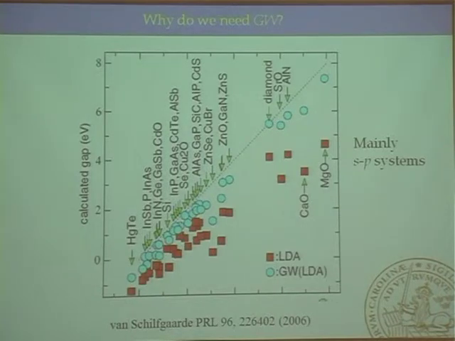Nothing. It's just separating the different materials. Here the experiment is supposed to be on the straight line. This is the error of the LDA, and this is the error of the GW. Otherwise, it has no particular meaning. You can think of this as the exact band gap.